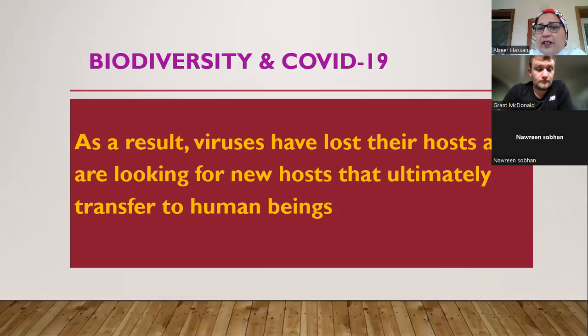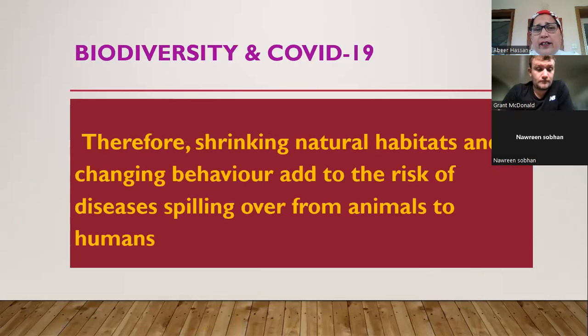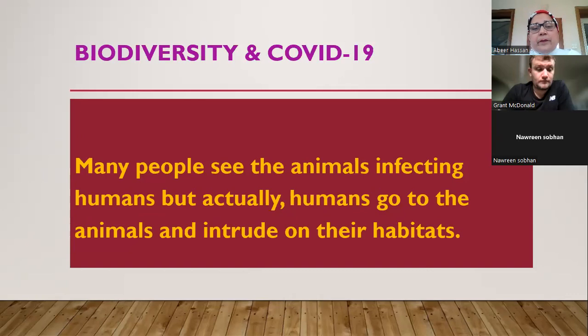So as a result, viruses lost their host and were looking for a new host to go to. And this is why viruses went into humans. Just to give it to you in a very simple meaning. So shrinking the natural habitat and changing the behavior add to the risk of disease spilling over from animals to humans. Because this is what happened with COVID. Many people, of course, see animals infecting humans, but actually humans go to the animals and intrude in their habitats, and this is why we got COVID-19.